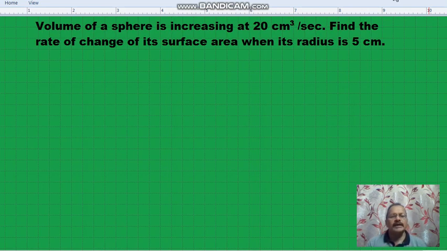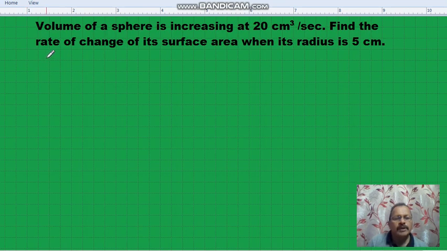Now making slight changes in the previous problem, let us solve this. The volume of a sphere is increasing at the rate of 20 centimeter cube per second, like in the previous problem. Find the rate of change of its surface area when the radius is 5 centimeter.